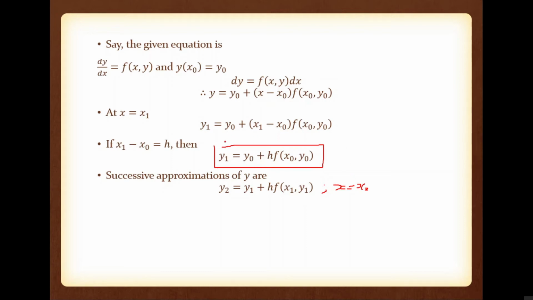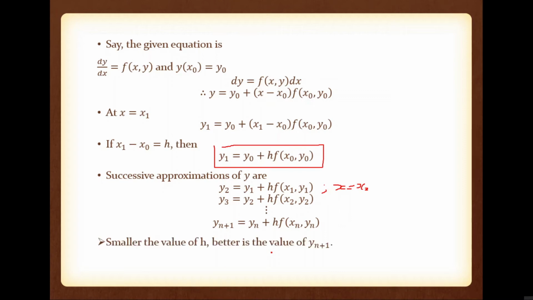Once we have one value, that is y1 corresponding to x1, then we can find y2 corresponding to x2. That is, y2 is equal to y1 plus h into f of x1 comma y1, where x is equal to x2. So like that way we can proceed. So we are going to solve a problem by using Euler's method. So these are successive values. So please note, smaller the value of h, better is the value of yn plus 1. Means this one will be an accurate one if h is smaller.